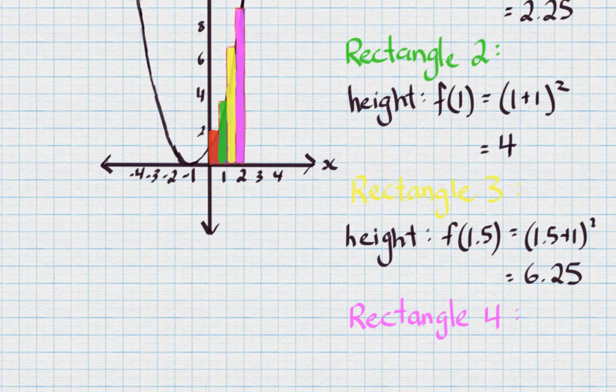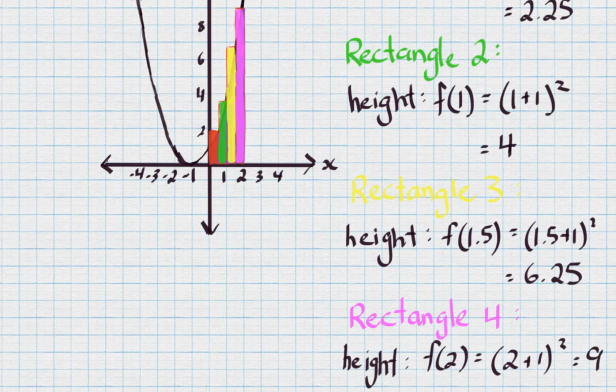Our rectangle 4, this is one that we haven't seen before, so let's take our time with this one. The height is going to be found by substituting in x equals 2. And when that hits the curve, so f of 2, we get a height of, well, 2 plus 1 is 3, and 3 squared is 9. So we get a height of 9.